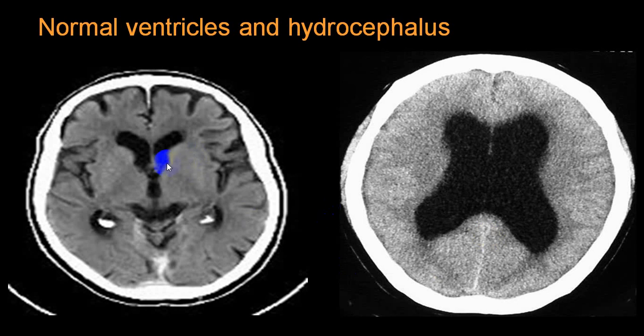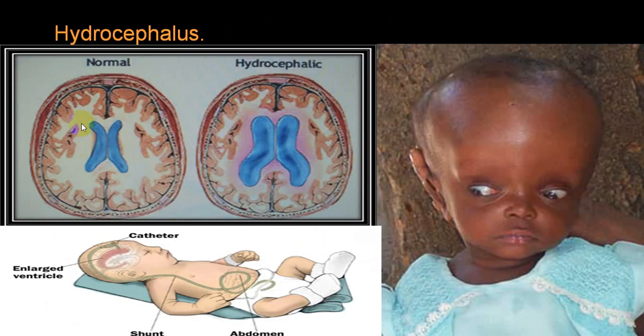You can see this is normal, and here the ventricular spaces are enlarged. So this is hydrocephalus. This is normal ventricular size. You can see again this is normal. This is the enlarged size of the lateral ventricles. And you can see the skull size is enlarged. Sunset sign. Fontanelles are tense and bulging, separation of the sutures, increase in the circumference of the head. These are all classical signs of hydrocephalus. We'll be discussing in detail.